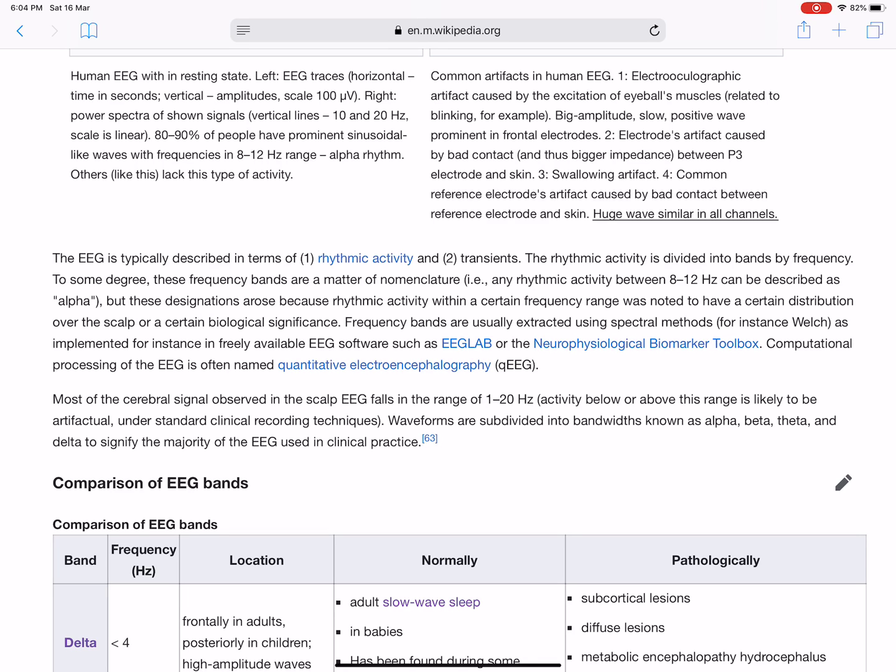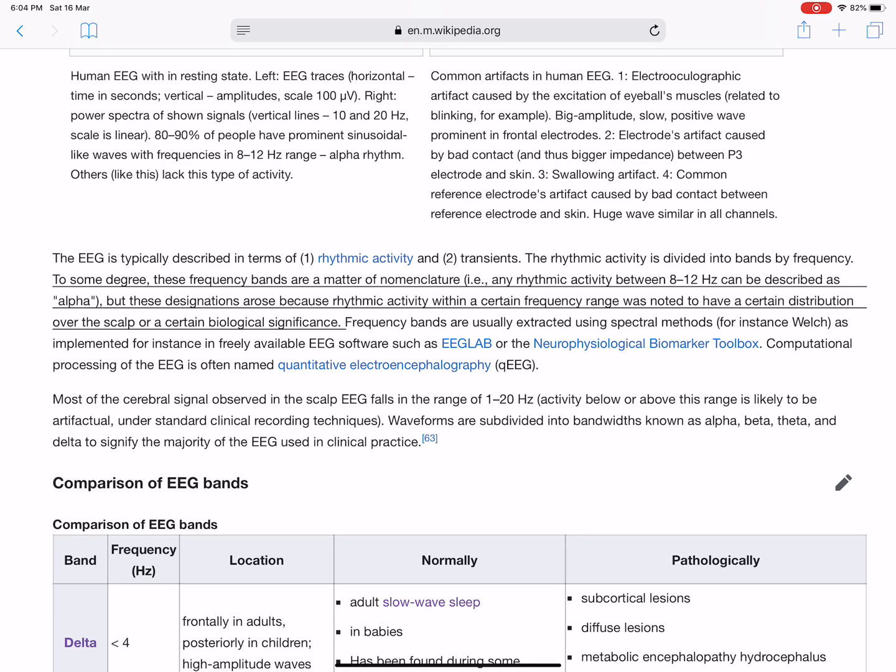The EEG is typically described in terms of rhythmic activity and transients. The rhythmic activity is divided into bands by frequency. To some degree, these frequency bands are a matter of nomenclature, i.e., any rhythmic activity between certain Hertz can be described as alpha, but these designations arose because rhythmic activity within a certain frequency range was noted to have a certain distribution over the scalp or a certain biological significance.